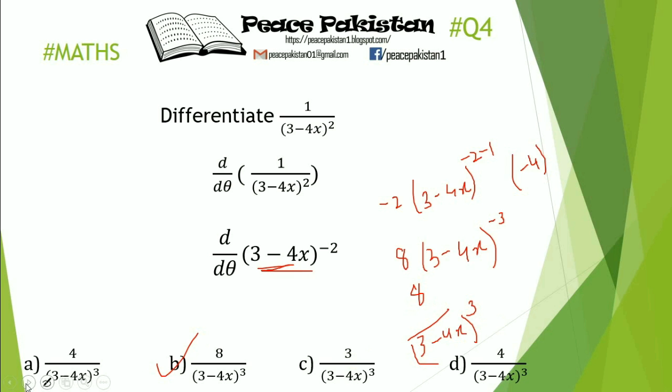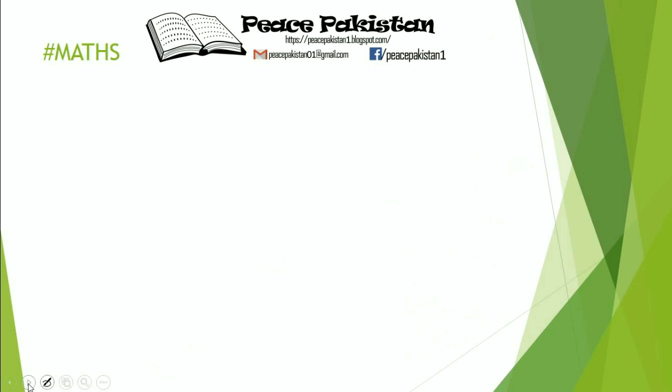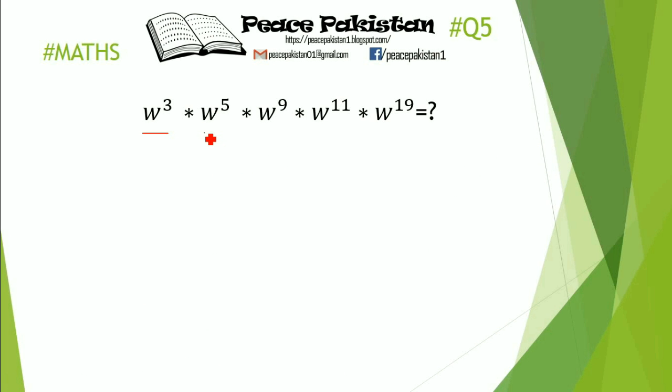Now we will move towards the fifth question: omega cube into omega 5 into omega 9 into omega 11 into omega 19. This is a very long expression. We will have two methods for this, the long method and the short method. We will go towards the first method, the long method. Omega cube equals 1, and omega 5 equals omega cube into omega square, that is 1 into omega square, that is omega square.